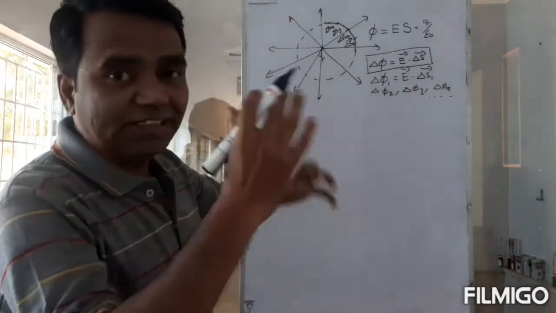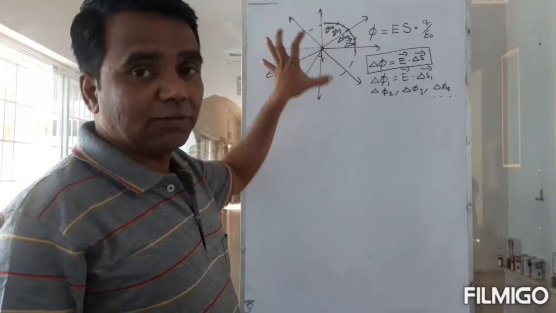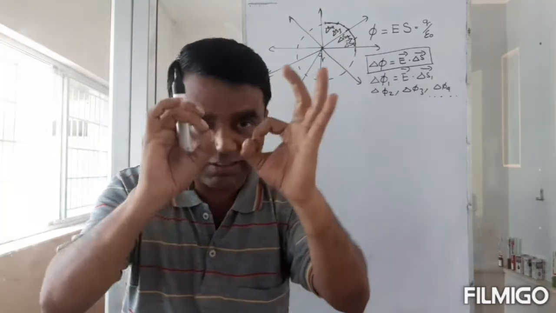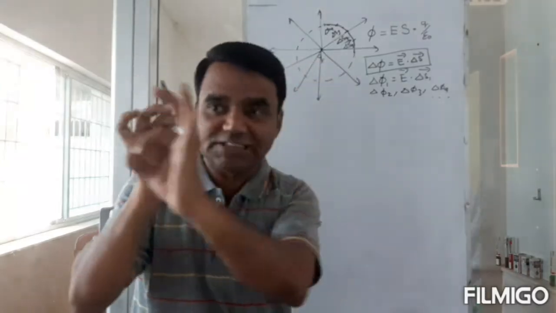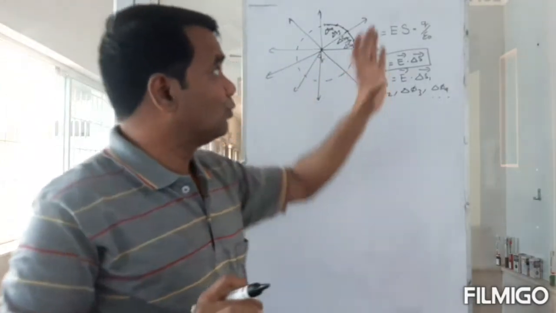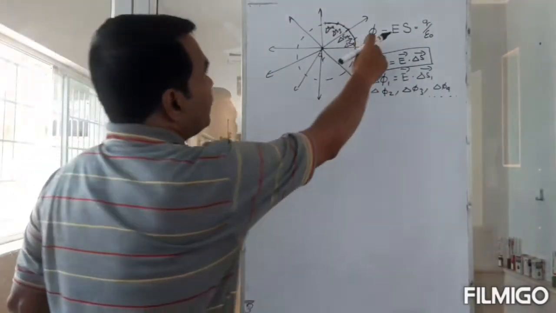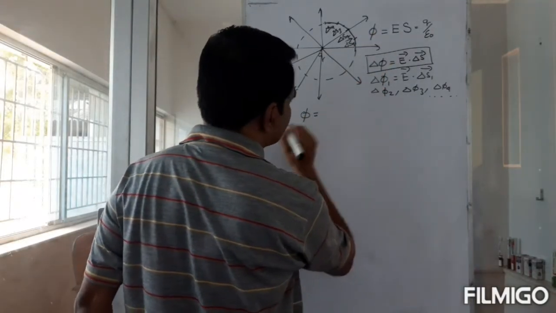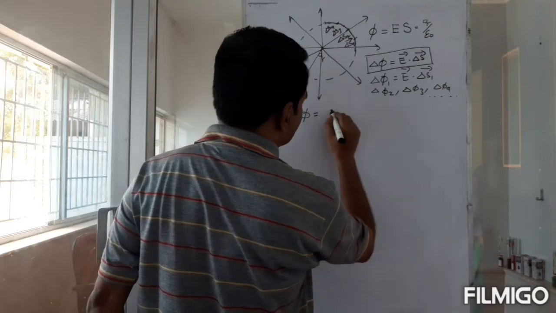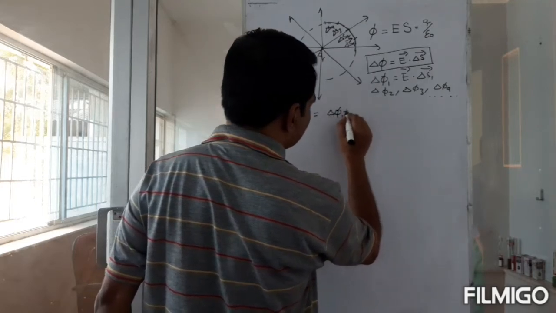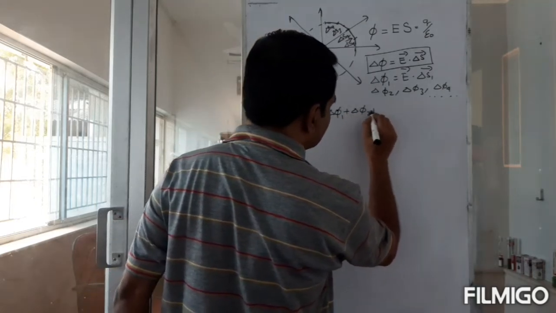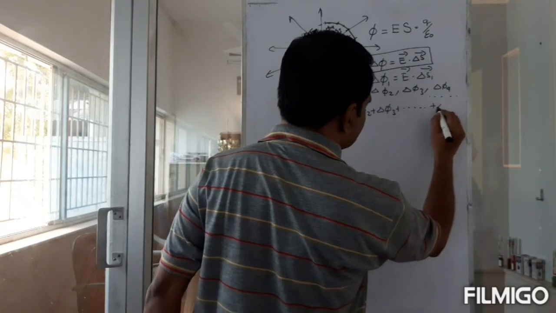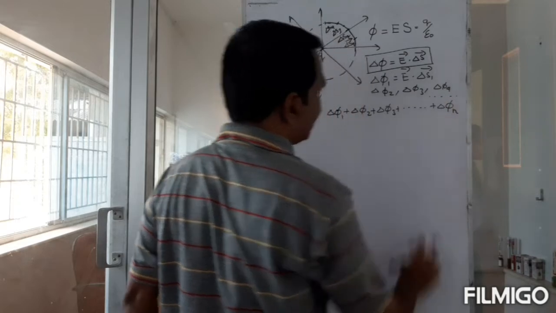I'm dividing the entire surface area into many small areas, and I'm trying to find the flux through each area. So what would my final flux be? If you want phi, it will be equal to delta phi 1 plus delta phi 2 plus delta phi 3, all the way to delta phi n.